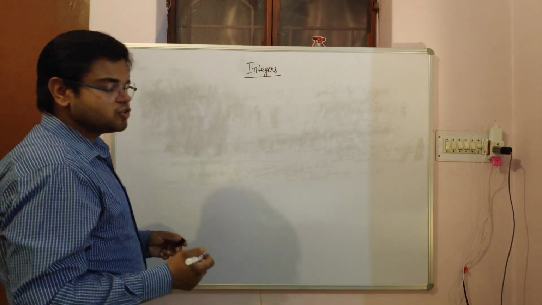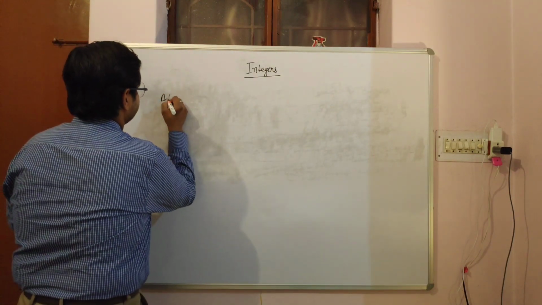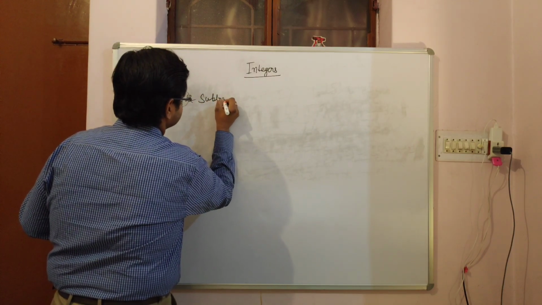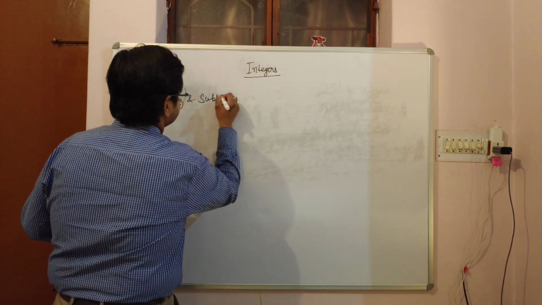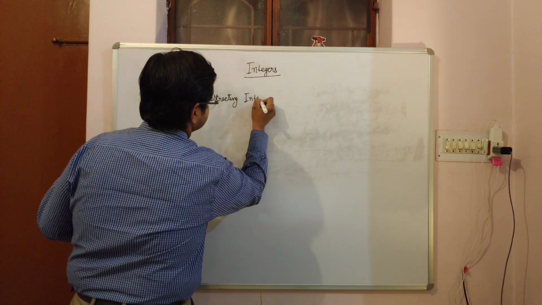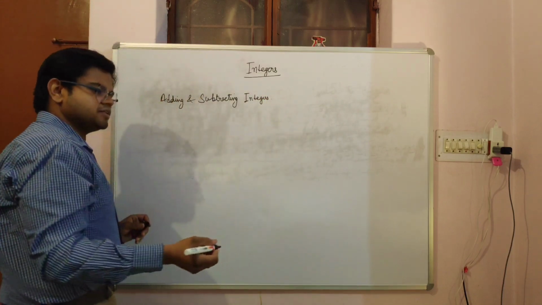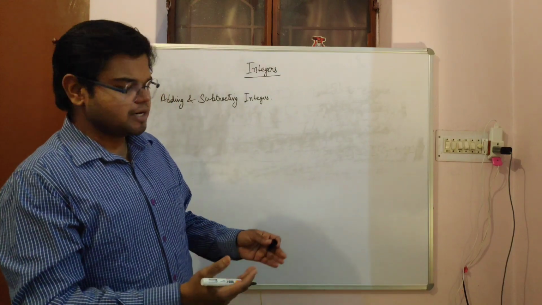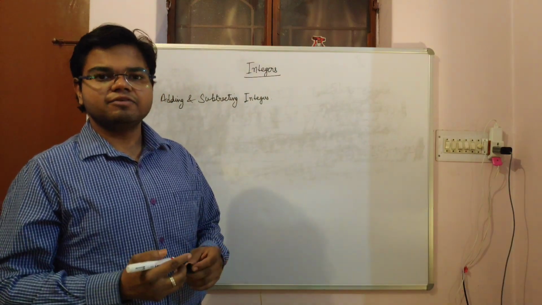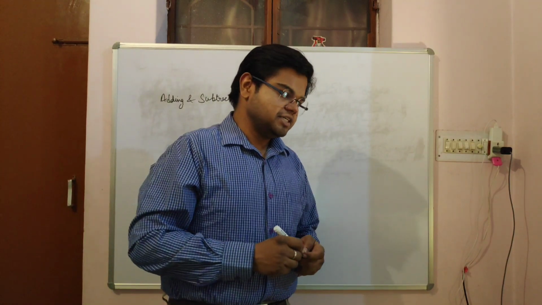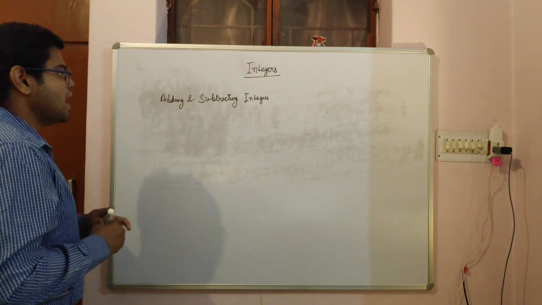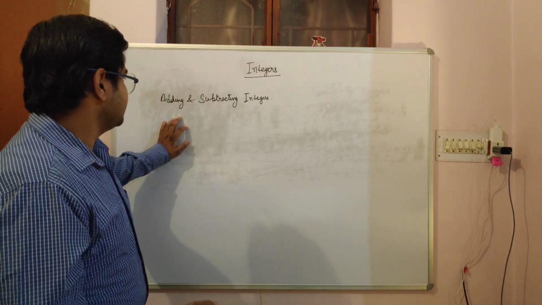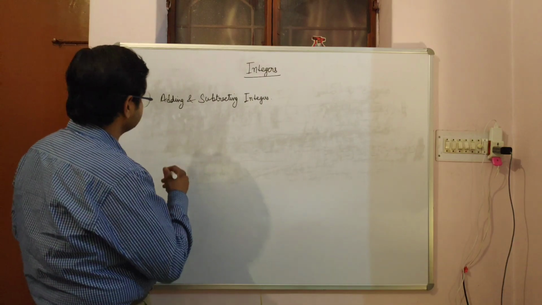So children, the next topic that we have is adding and subtracting integers. As you already know, what are integers? Integers are 1, 2, 3, 4, 5, 6 to the positive infinity, minus 1, minus 2, minus 3, minus 4, 5, minus 6 to the negative infinity, and 0 is also an integer. Now, we will be discussing how to add an integer to an integer, and how to subtract an integer from an integer. So, let us continue with the topic.